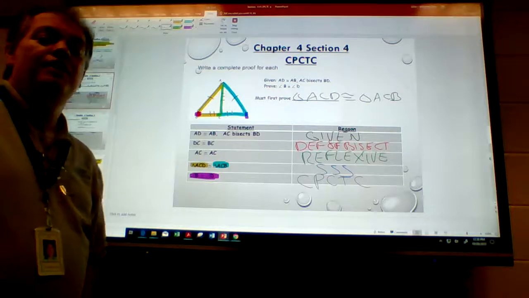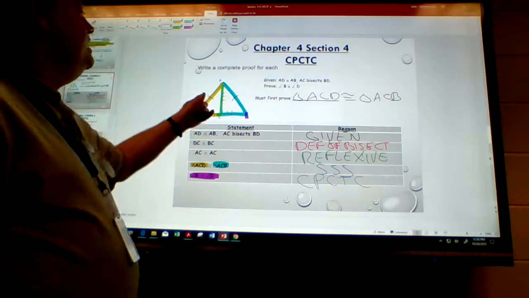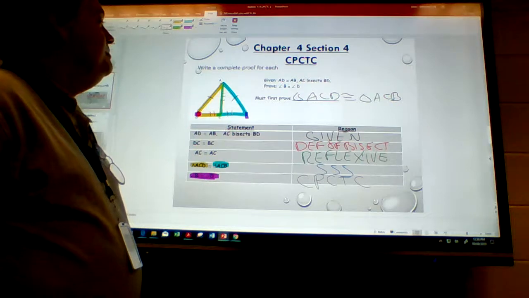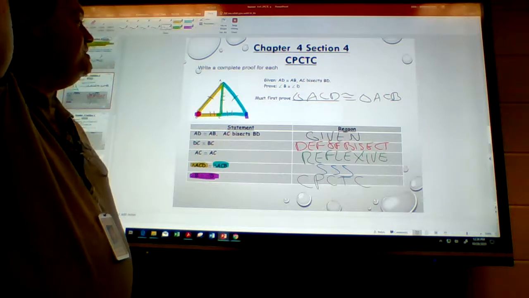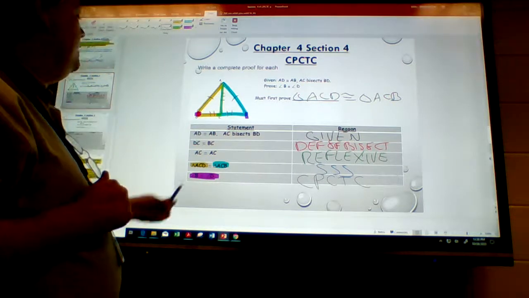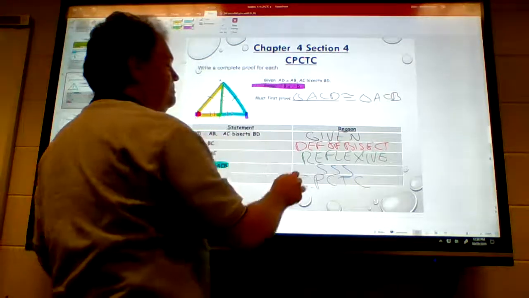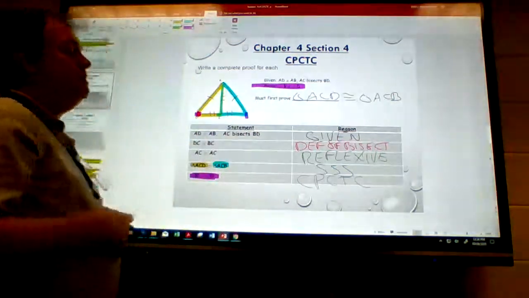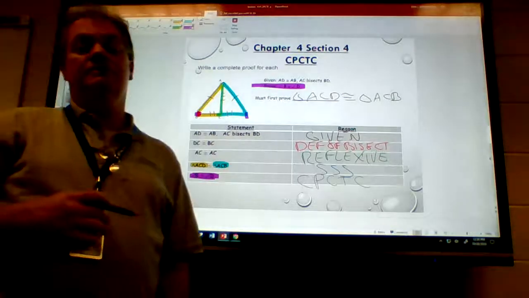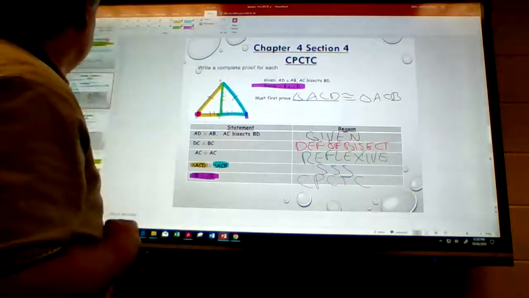Okay. In part one, we proved that these two triangles, the yellow and the blue triangles, were congruent by side, side, side, but we used that to help us prove that angle B is congruent to angle D by CPCTC, or the corresponding parts of congruent triangles are congruent. All right.